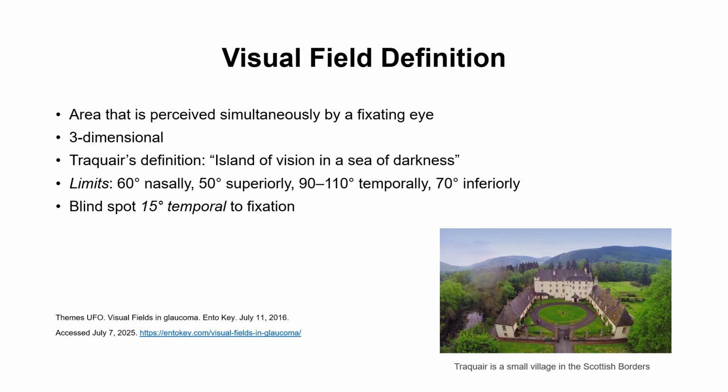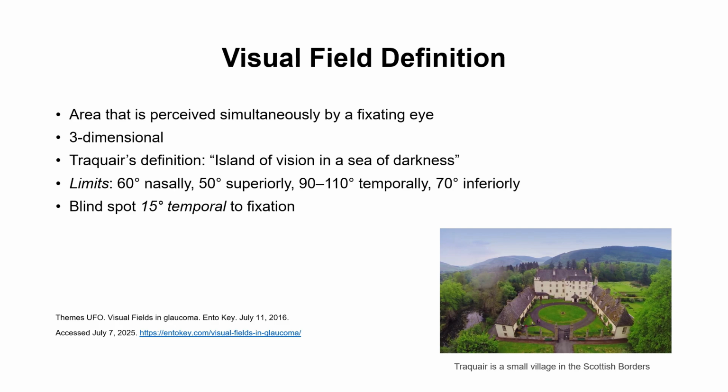So we will start our topic today by defining the visual field. The visual field is the area that is perceived simultaneously by a fixing eye. It's three-dimensional, not two-dimensional. There is a common definition, the Traquair definition, from a small village in the Scottish Borders, which says it's an island of vision in a sea of darkness. It's a visual analogy where you see a center of vision surrounded by an area of darkness, which is the area that you don't see in the periphery.